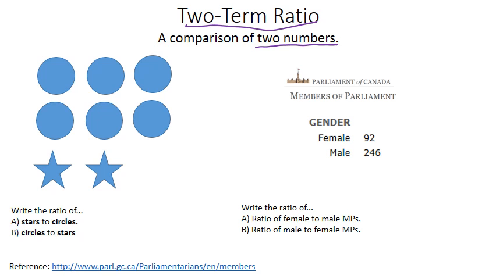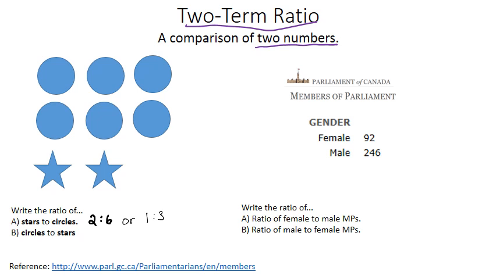It says write the ratio of stars to circles. Well, there's two stars and 1, 2, 3, 4, 5, 6 circles. So stars to circles would be 2 to 6. Now, we can also simplify this. If you're thinking of it like a fraction, you can divide both sides by 2 and get 1 to 3.